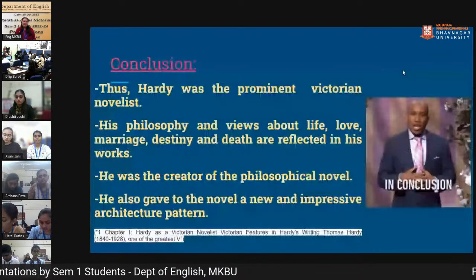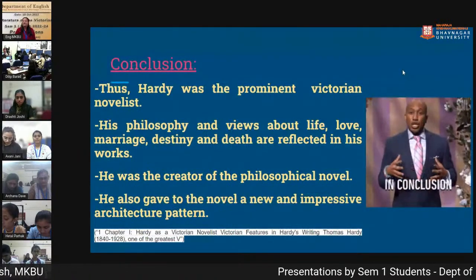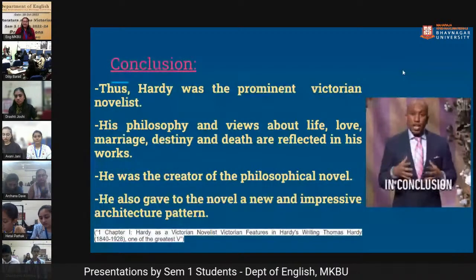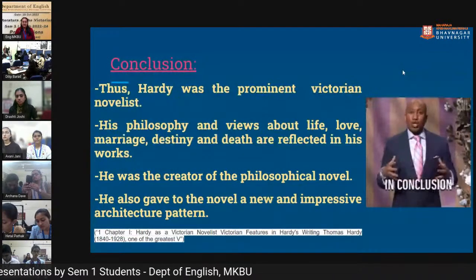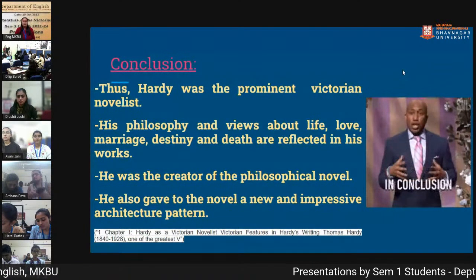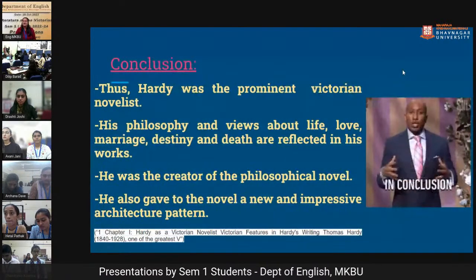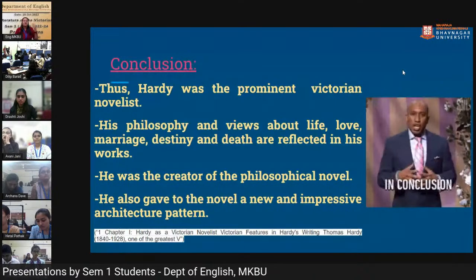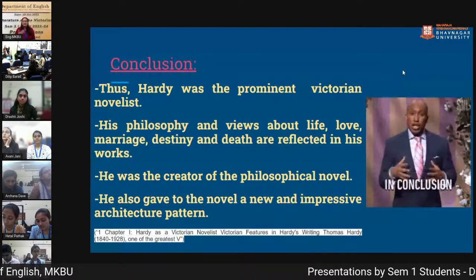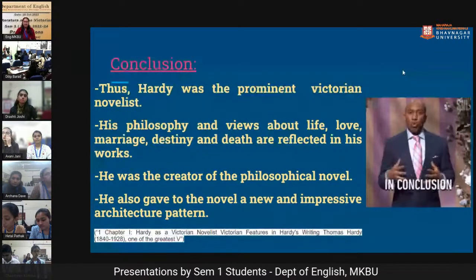Conclusion. Thus, Hardy was a prominent Victorian novelist. His philosophy and views about life, love, marriage, destiny, and death are reflected in his works. He was the creator of philosophical novels. He also gave the novel a new and impressive architectural pattern. We can see all his novels are based on class conflicts, upper class and lower class, and also marriages, divorces, destiny, death, and love. All his novels have this kind of thing.